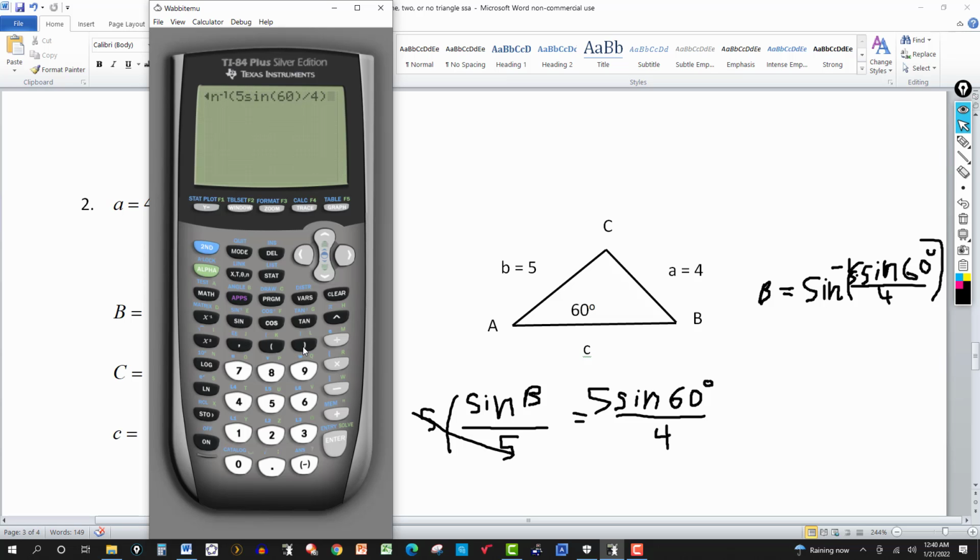So I have it typed in then, sine inverse of 5 sine 60 divided by 4, and hit enter. And it gives me an error. Now what this simply means is no triangle can be formed from this data.